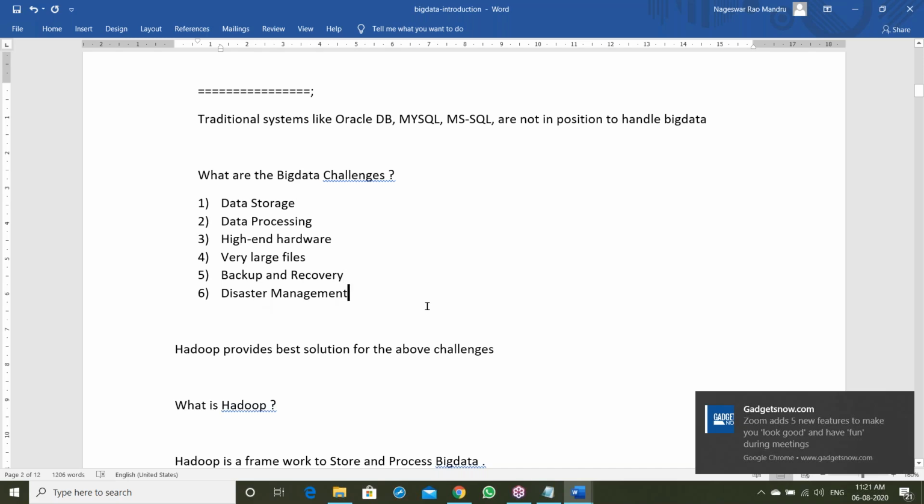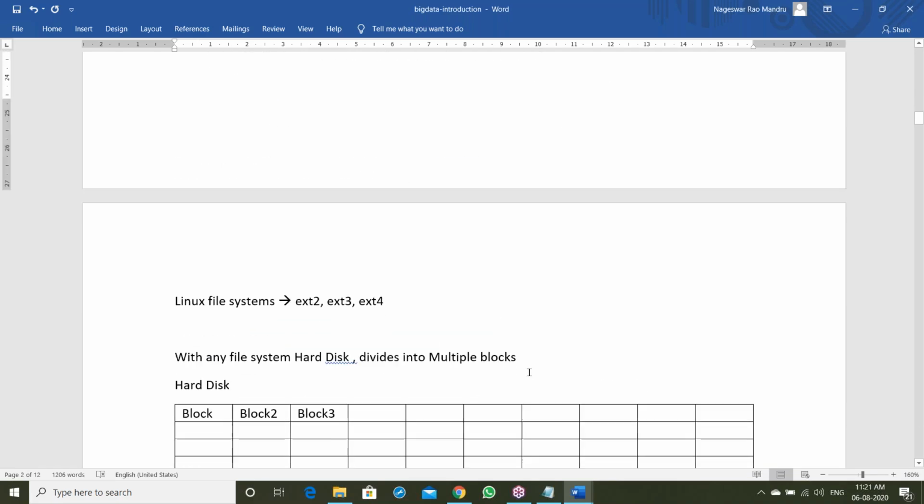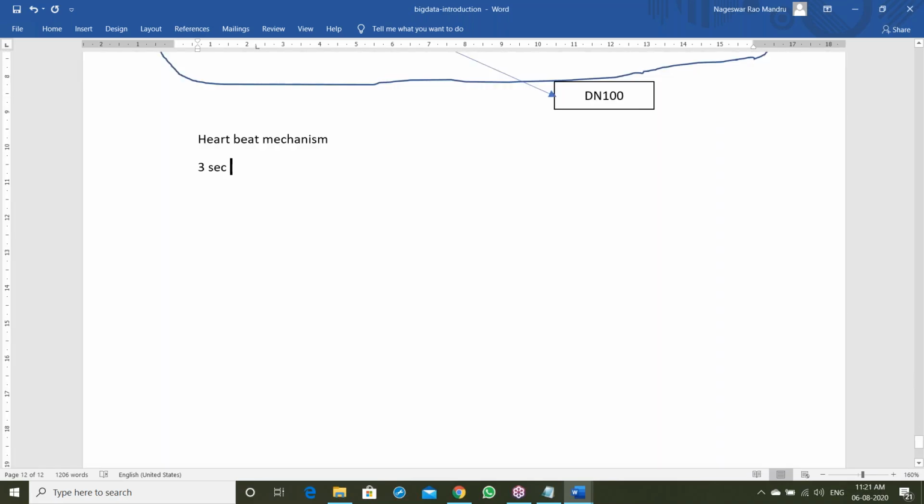Next, disaster management. What is disaster management? This is very, very important. DR activity. In our company, we perform this DR activity every year. What is DR activity? See, generally for every data, 2 copies or 3 copies are maintained, located in 3 data centers.